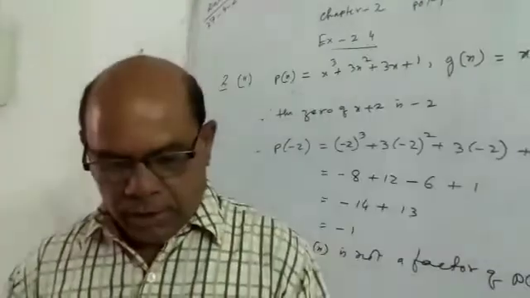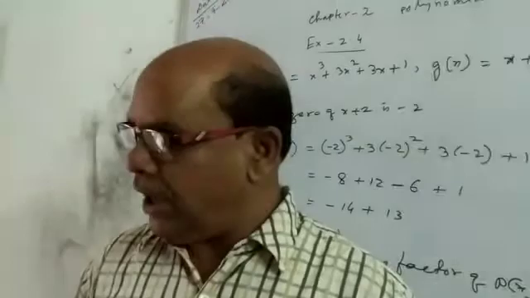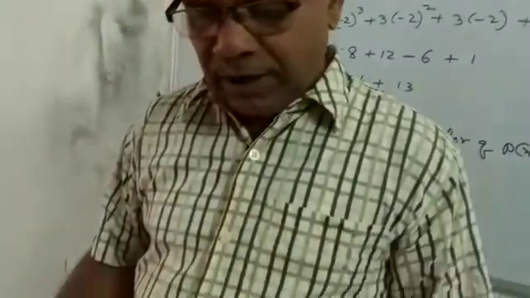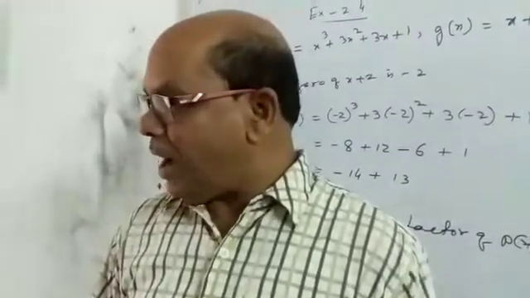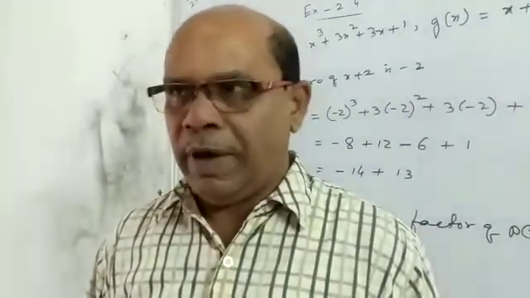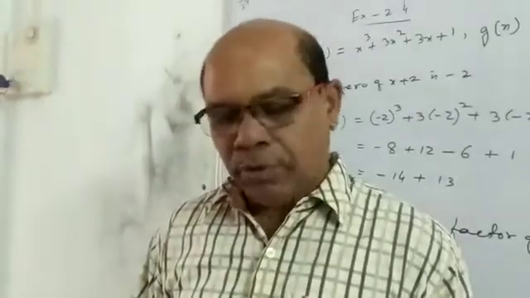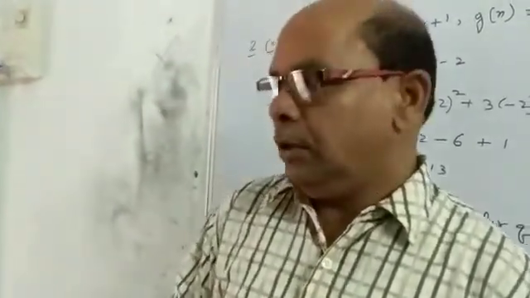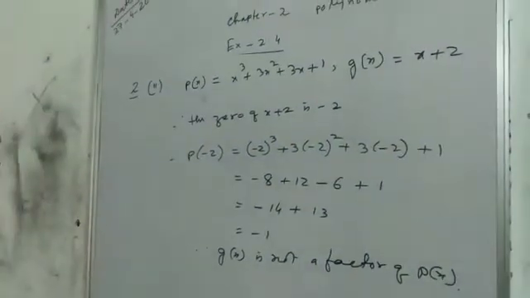Question number 3, page number 44. Here it is given: find the value of k if x minus 1 is a factor of p(x). Here you see x minus 1 is a factor, given. No need to verify. It is given that it is a factor of the following polynomials, and we have to find the value of k. So it is also somewhat the same as number 1 and number 2.